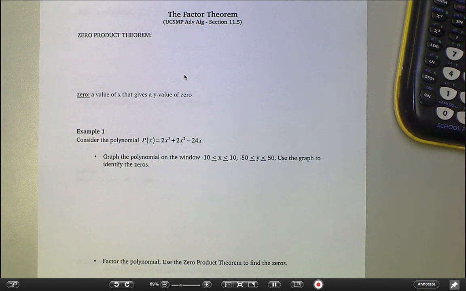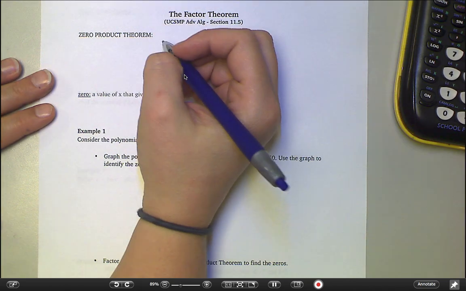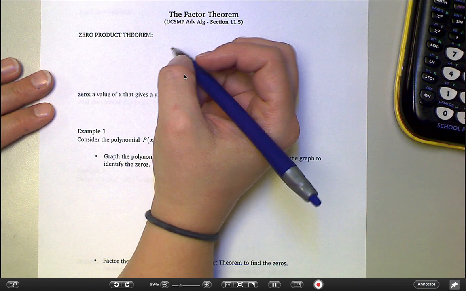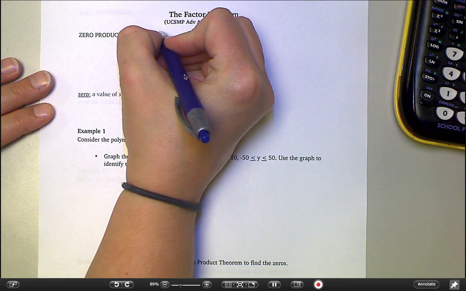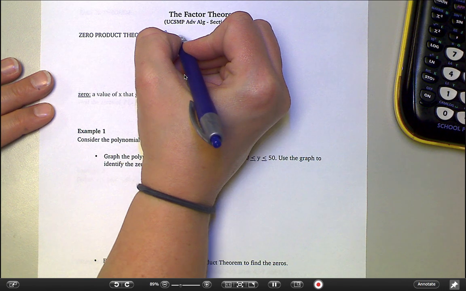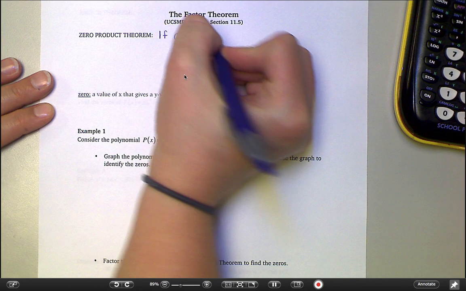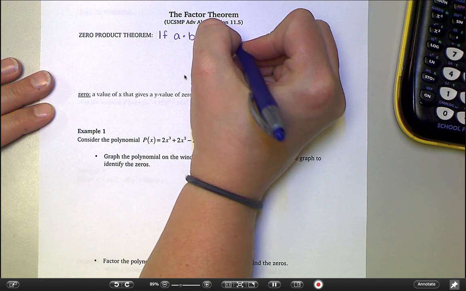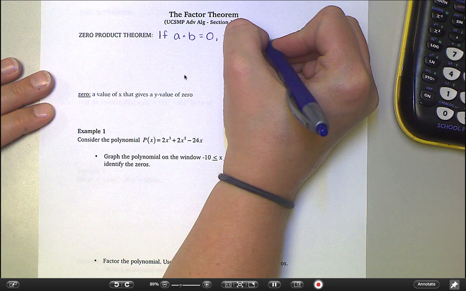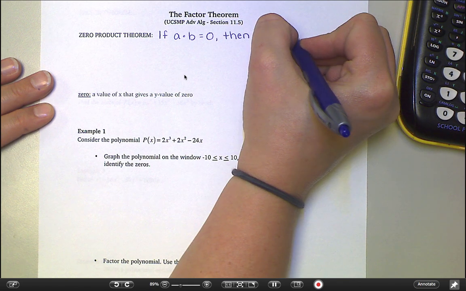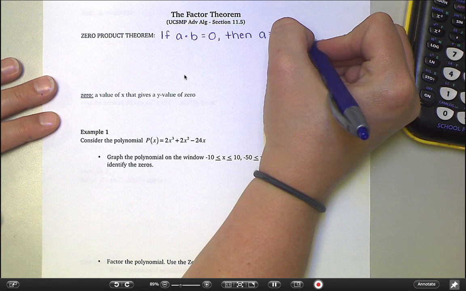There we go. Okay, so we're going to start this lesson on the factor theorem by talking about a property that actually is a pretty basic algebraic property. You may have seen it before. It's called the zero product theorem, or also known as the zero product property. And what this says is if you have two things being multiplied together that are equal to 0, then what you have to know is that A equals 0 or B equals 0.